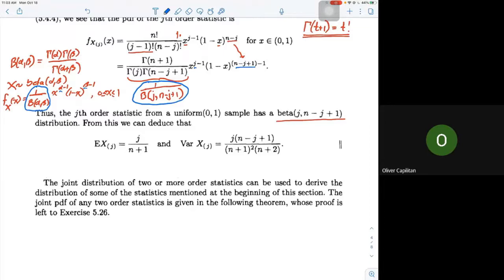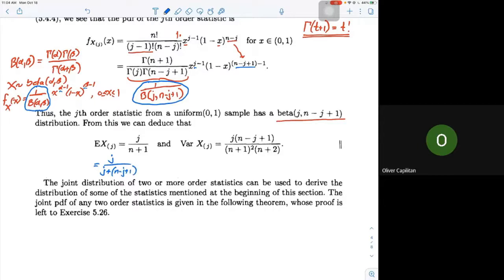The expectation of X sub quantity j. The mean for that, having a beta distribution, we have alpha over alpha plus beta. So in this case, your alpha is j, over alpha plus beta. So we have here alpha, we have j, and alpha plus beta is j plus n minus j plus 1. Okay, so we have these results.